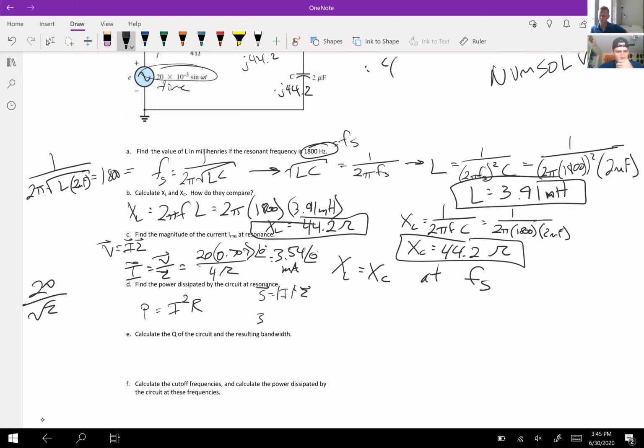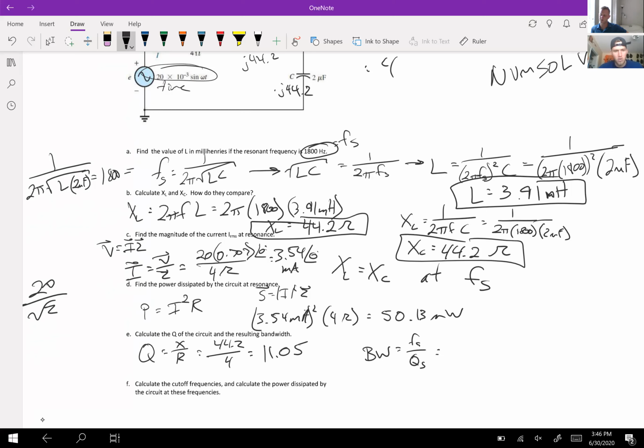So I is 3.54 milliamps squared times 4 ohms, 50.13 microwatts. The Q of the circuit, Q is equal to X over R. You can use either one of them, 44.2 or 44.2, because they're the same. 44.2 divided by 4 is 11.05.